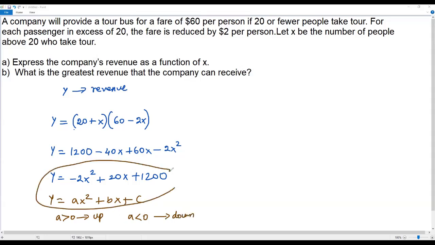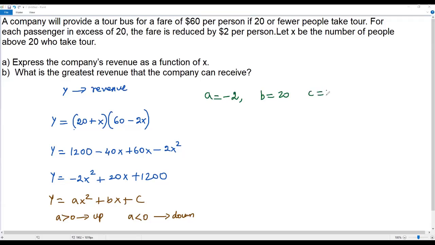Okay, let's compare these two and get the values of a, b, and c. When I compare them, a is the coefficient of x squared. In our quadratic function, the coefficient of x squared is negative 2, so a equals negative 2. b is the coefficient of x, which is 20, so b equals 20, and for c we have 1200. Here the value of a is negative 2, which is less than 0. So the graph of this quadratic function must open down.